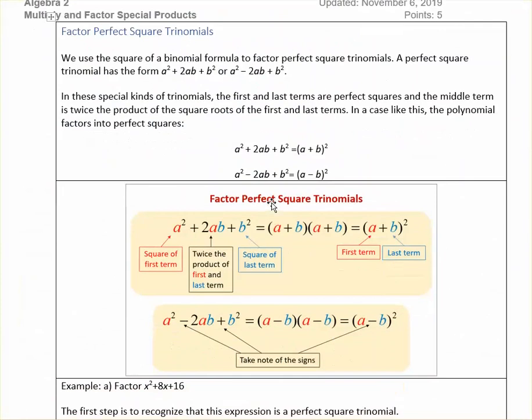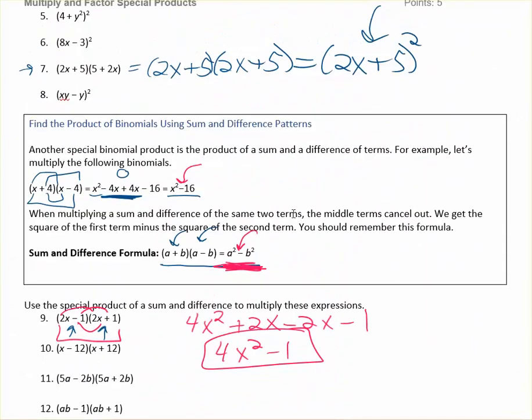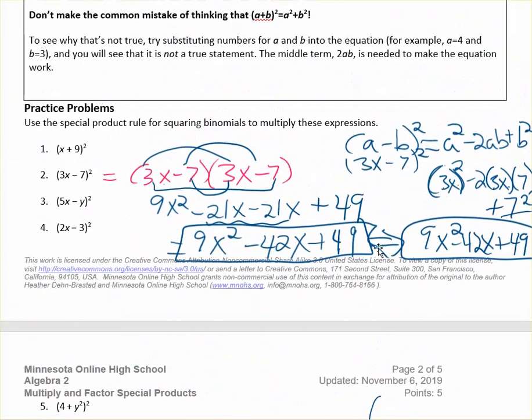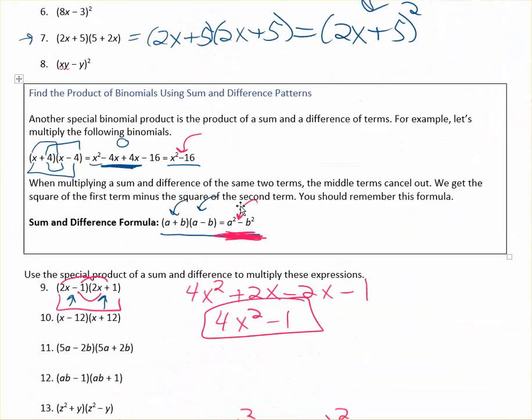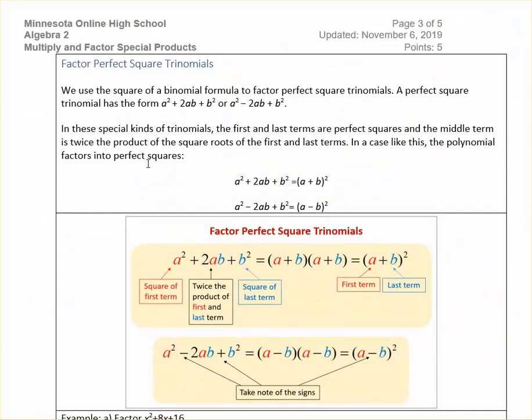All right, now we're going to factor. So we're going to take one of these kinds of expressions, like this, or like these, and we're going to go backwards and try to write it as what we had to get to there, as its factors. All right, so we're going to start with the perfect square trinomials.